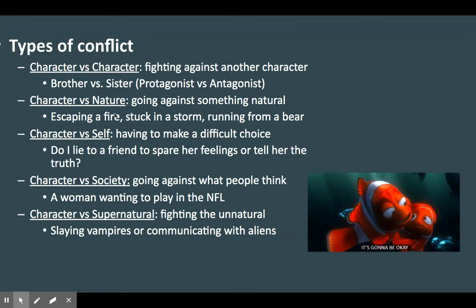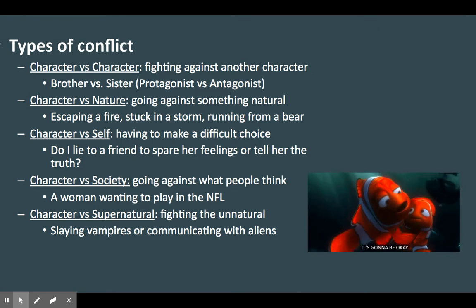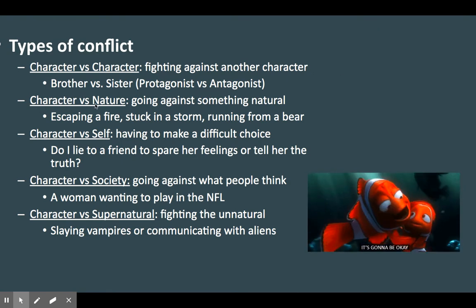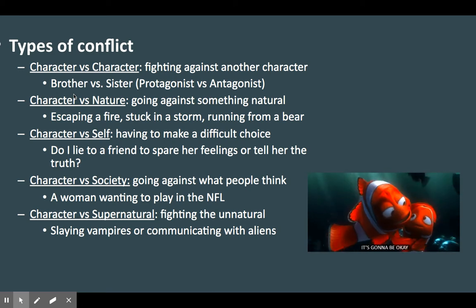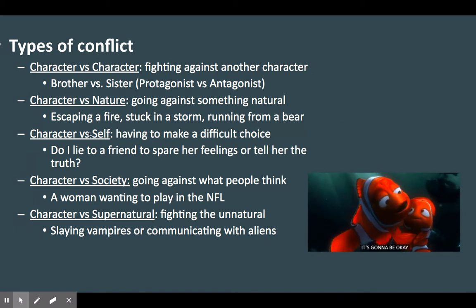Other types of conflict are character versus character. So characters fighting against each other. At times in Finding Nemo, this is Dory and Marlin, or Marlin initially with the turtles. This can also be character versus nature. So you're going against something natural. There's a lot of examples in this movie, but other examples include if you're trying to escape a fire, or in a snowstorm, you're running from a bear. So anything that's like a natural element.